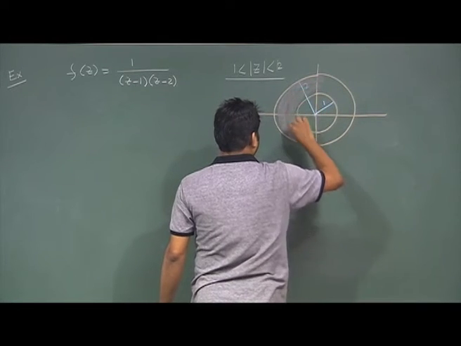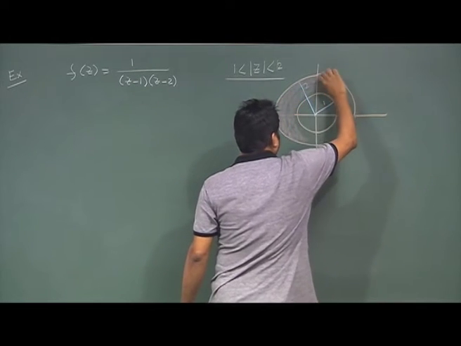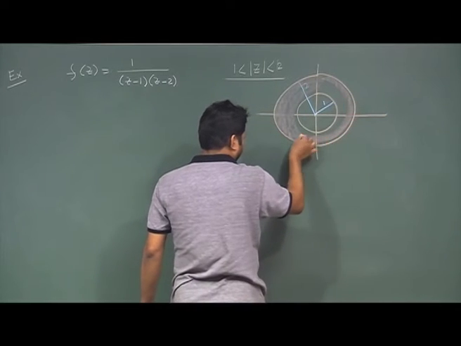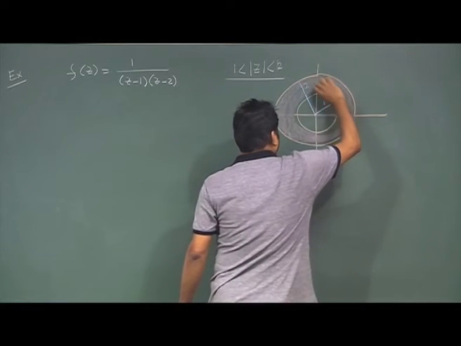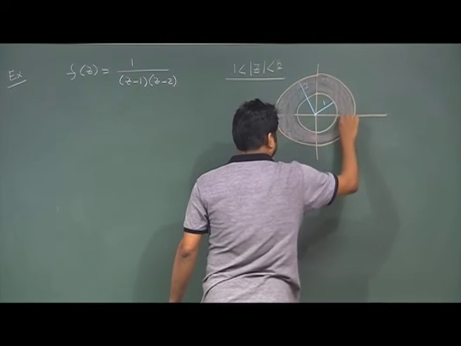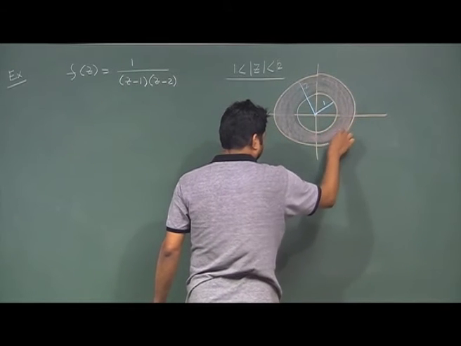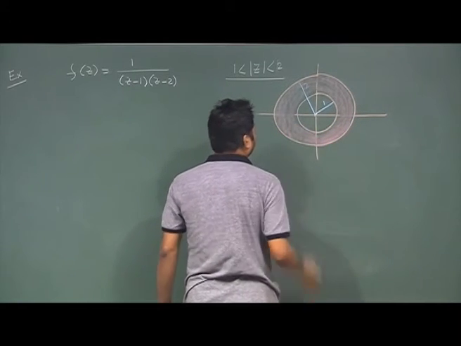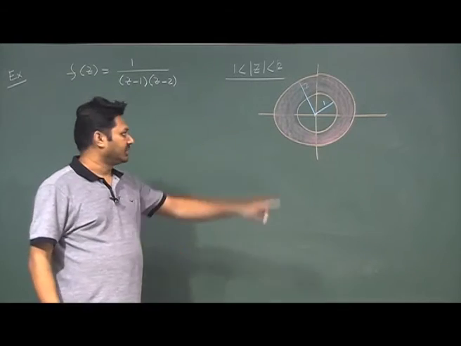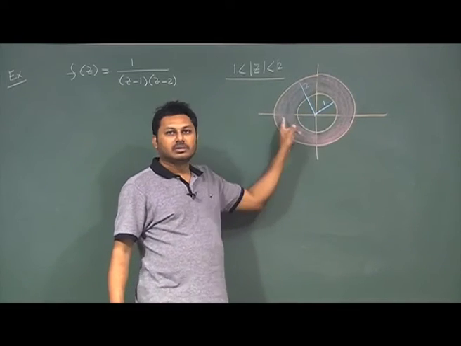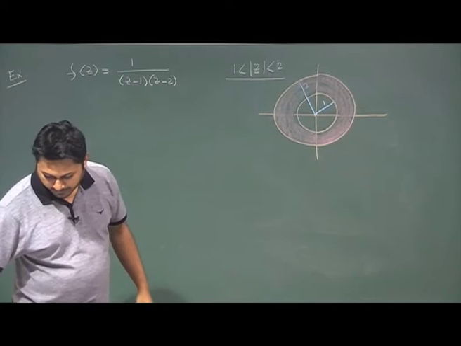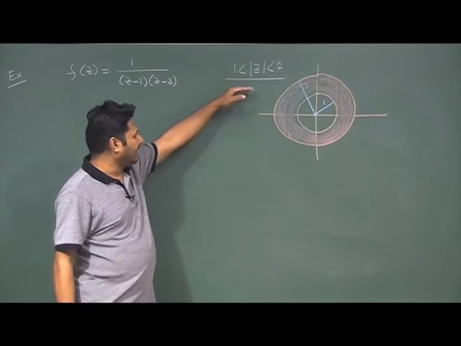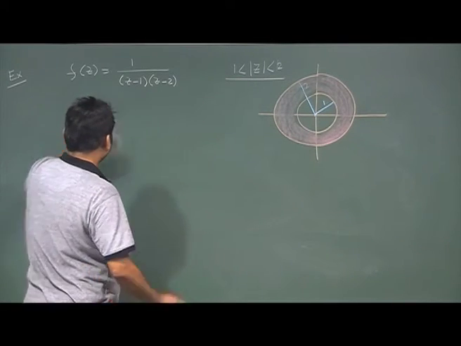This annular region I am talking about, the shaded one, is where the function has to be expanded in terms of a Laurent series. So, here the technique is quite straightforward.